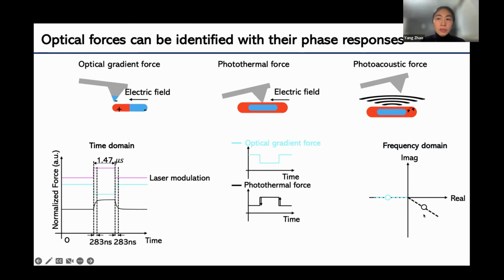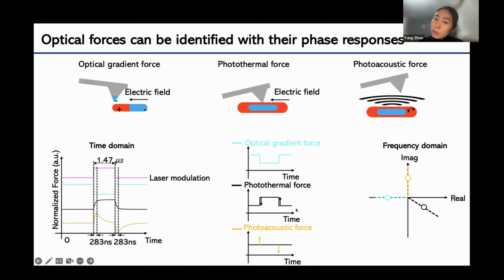The last one is the photoacoustic force. It actually comes from the second derivative of temperature over time. And if you think that way, it has a pulse at the rising edge and then comes down, and then another pulse when it's cooled down. So that roughly is an odd function, and it should lie in the frequency domain on the imaginary axis.